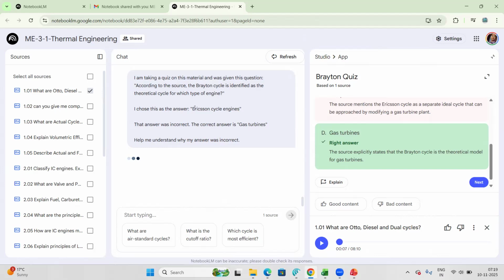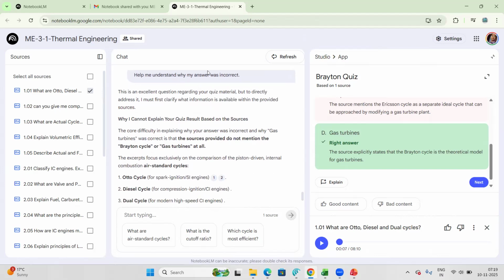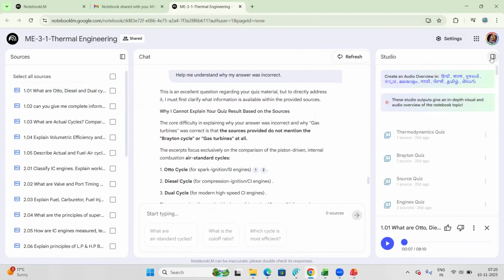For example, I choose something called the Ericsson cycle engine, but the answer is correct. Can you help me understand why it is incorrect? It will tell you why you are wrong, at which particular point you are wrong. Like that, all the features I mentioned will be there for all the questions. And this is completely from your JNTUK syllabus and their prescribed textbooks itself. It is not from Wikipedia or internet knowledge. This is completely given from your JNTUK syllabus. Hope you understood how to use our notebook in this way.